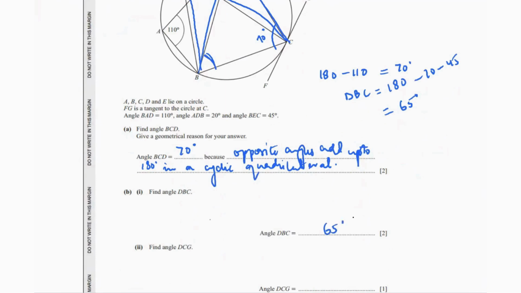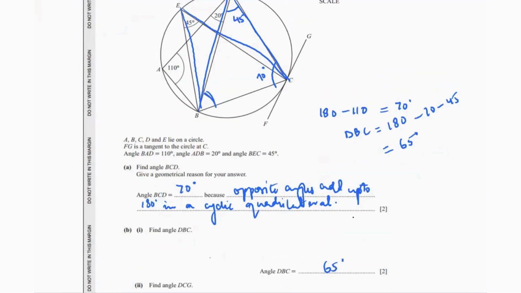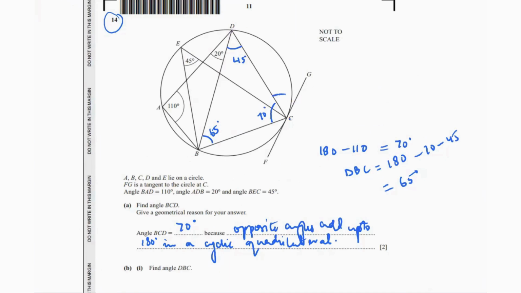That's 65. Then DCG. This is DCG. That's going to be 65 because of the alternate segment theorem. That's 65.